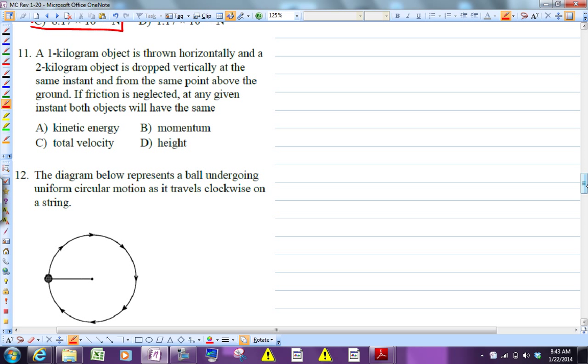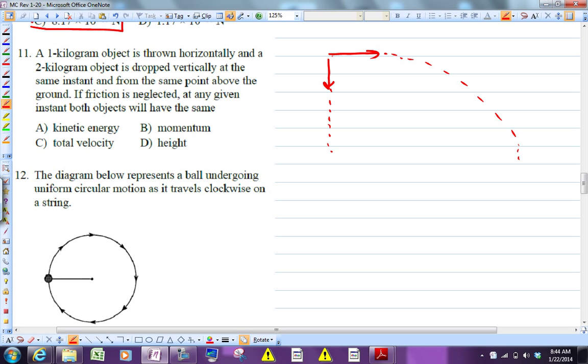For 11, you have an object that is thrown horizontally and one that is dropped vertically. In both cases, they're actually going to hit the ground at the same time. The reason is the vertical direction and the horizontal direction are completely independent of one another. In my classes, I like to talk about this as if the X is in red and the Y is in blue and never making purple. Yes, the horizontal one has a very fast horizontal velocity, but it doesn't have any vertical velocity, and the one you dropped doesn't have any vertical velocity initially.